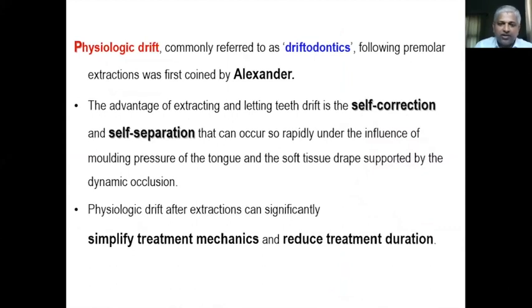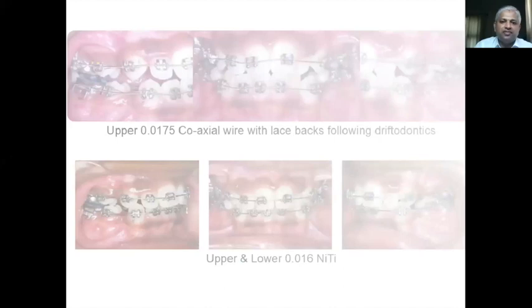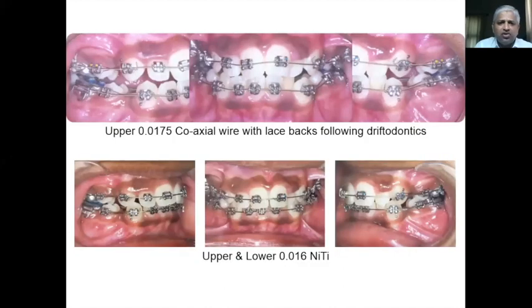And the most important thing in this case is that the forces used to align the teeth will be very optimal. Following driftodontics, 50 to 60% of the alignment is already done by your natural forces. The rest of what you have to do is to upright them, bring them into proper position, and settle the occlusion. So we started with aligning using 175 coaxial wire with lace plates following driftodontics, following which she was placed on upper and lower 148 wire.